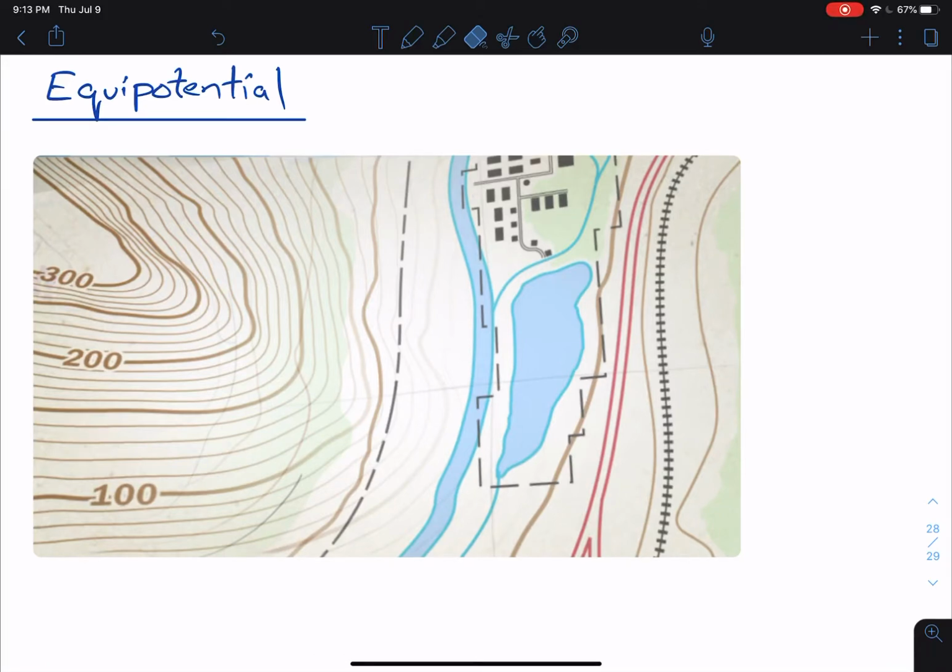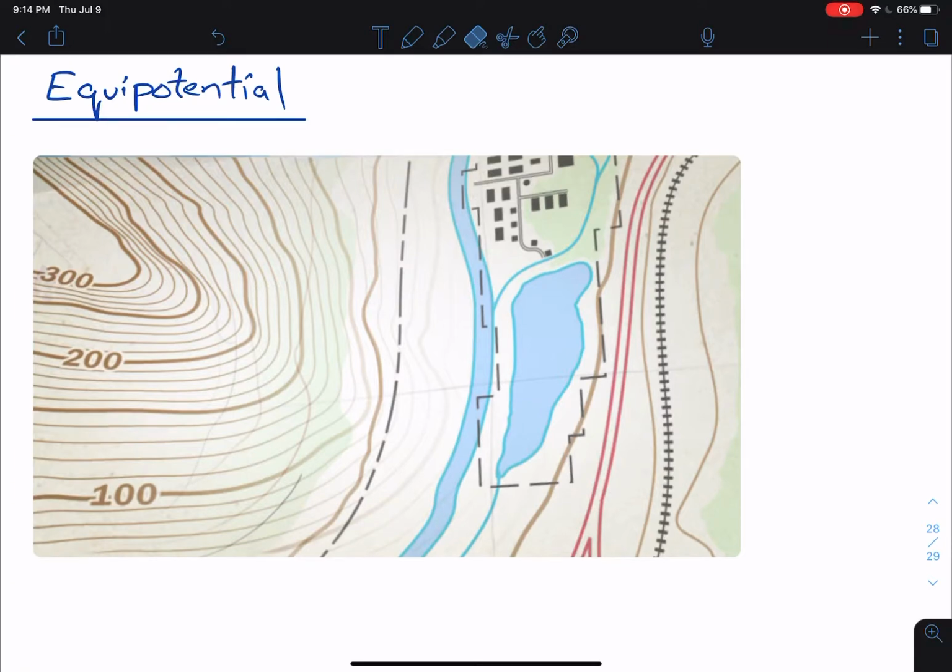Let's talk about this concept of equipotential. Two points are equipotential if they have the same potential. For an equipotential line, every point on that line has the same potential. And for an equipotential surface, every point on that surface has the same potential.